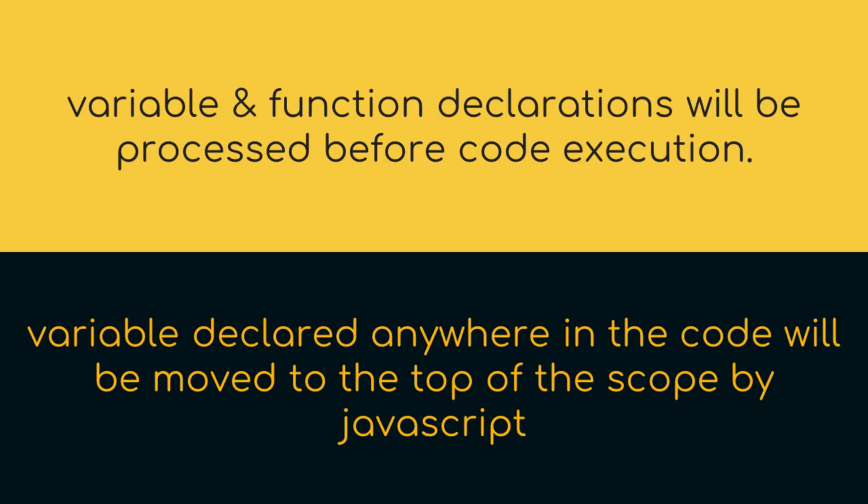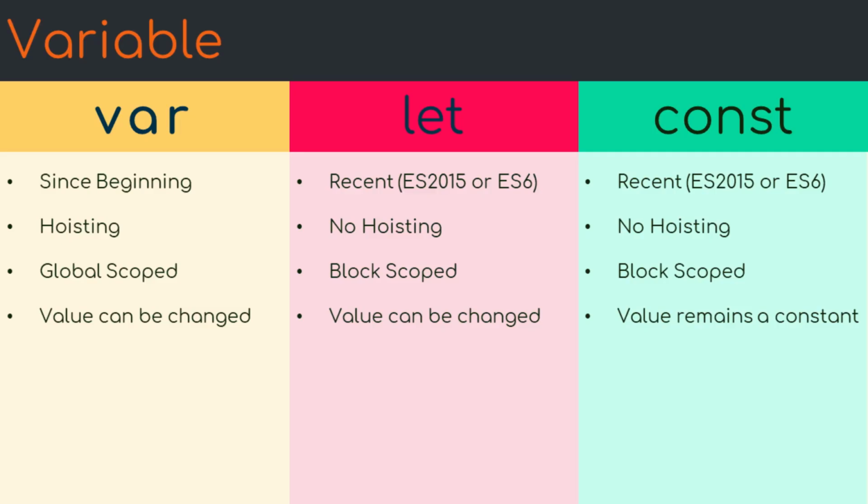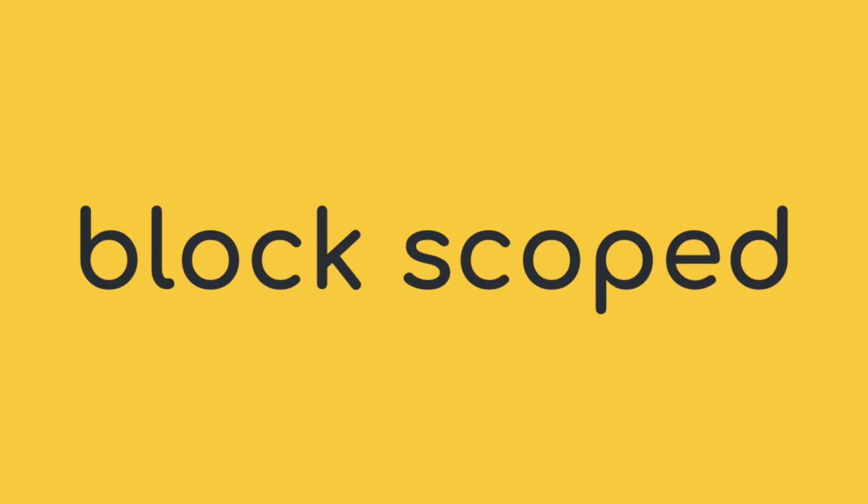In JavaScript, variable declarations and function declarations are processed before code execution. Declaring a variable anywhere in the code is equivalent to declaring it at the top. This behavior of JavaScript to move the variable declaration to the top of the function or global scope is known as hoisting. Hoisting will be enabled for the variables created using the var keyword as they are global scoped. If the variable is created using the let or the const keyword, then the variable will not support hoisting since they are block scoped. Let's now see what is block scoped.